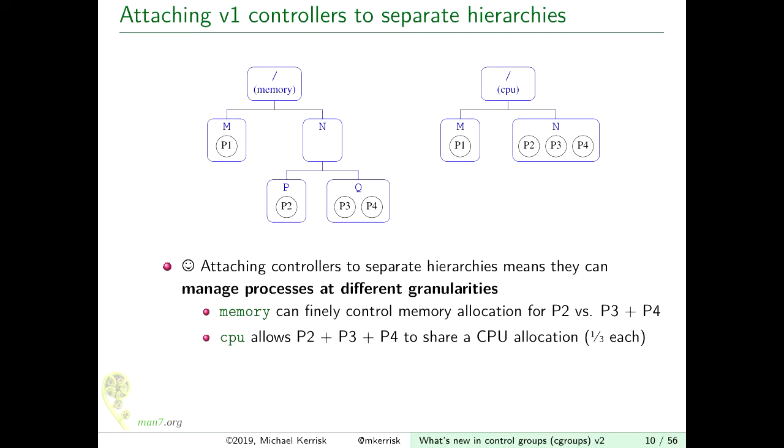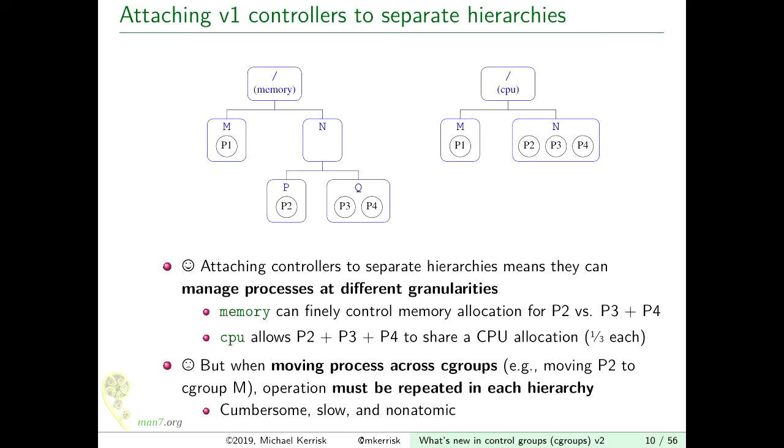So the advantage of this approach is we can have different levels of granularity for the control with different controllers. Greater granularity in this case for memory, less granularity for CPU. The downside of this approach is, suppose we're trying to maintain roughly parallel hierarchies and we want to move process P2 from cgroup N, rephrase that, move process P2 into cgroup M.